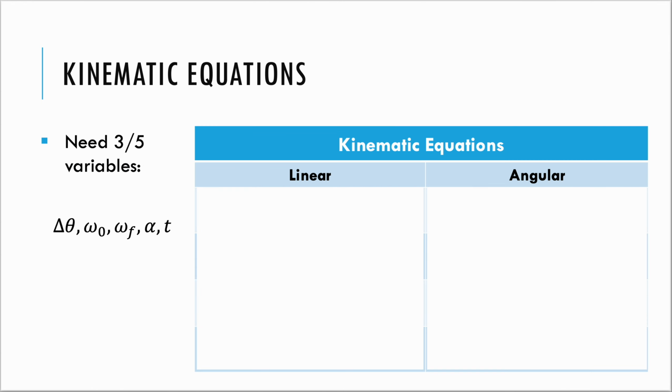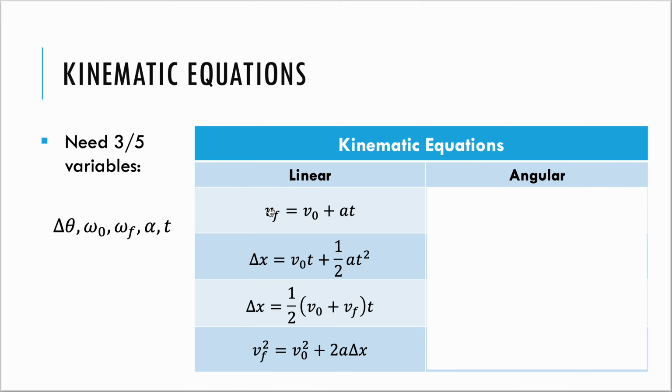Let's look at the kinematic equations. We learned these when we were talking about linear motion, and this is what they look like. We had 4 of them. We needed 3 out of these 5 variables in order to solve problems. So it's the same thing when we're dealing with rotational quantities. We need 3 out of the 5 variables.